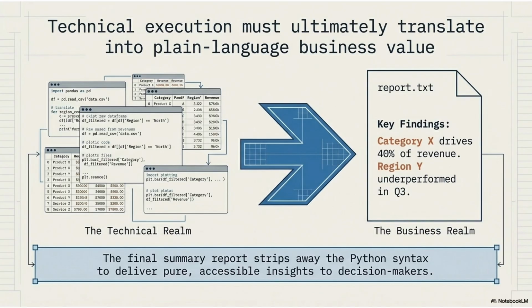The final summary report strips away the Python syntax to deliver pure, accessible insights to decision makers. This is what the business intelligence means. Not the code, but the findings the code produces. If your manager cannot read the report.txt without knowing Python, you haven't finished the analysis. The report is the product, the code is the engine.